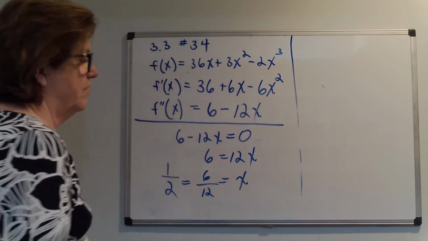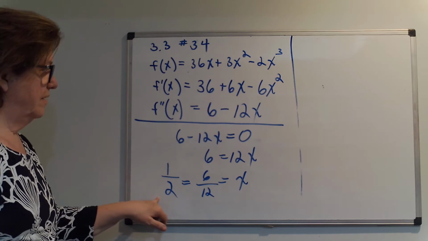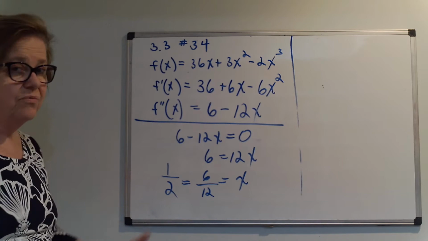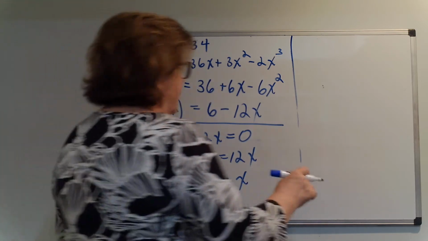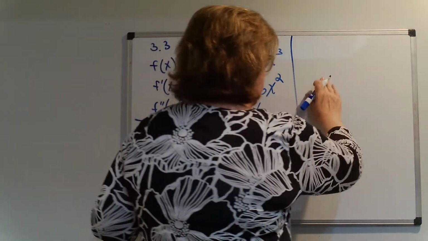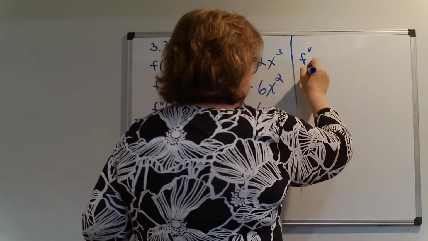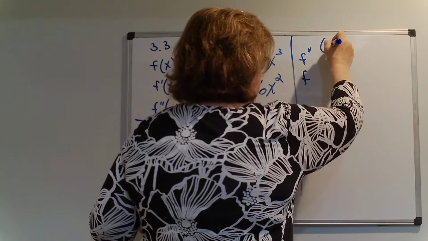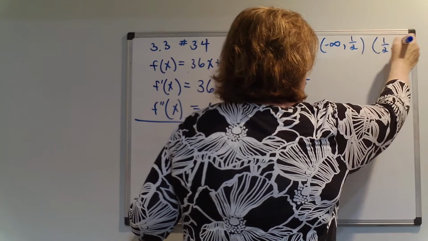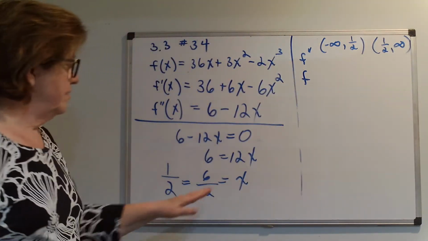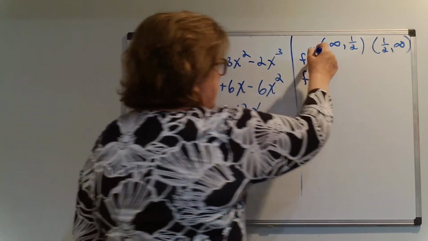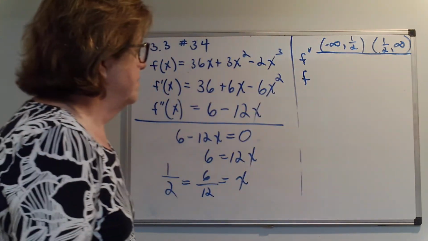Okay, so at 1/2, it looks like we could have a change in concavity. We don't know for sure, we've got to test it. So at 1/2 is the only place we could change. So we make a table again. We go from negative infinity to 1/2 and 1/2 to infinity, because everything below 1/2 must be one way, everything above 1/2 must be another way. That's the only place it could change.